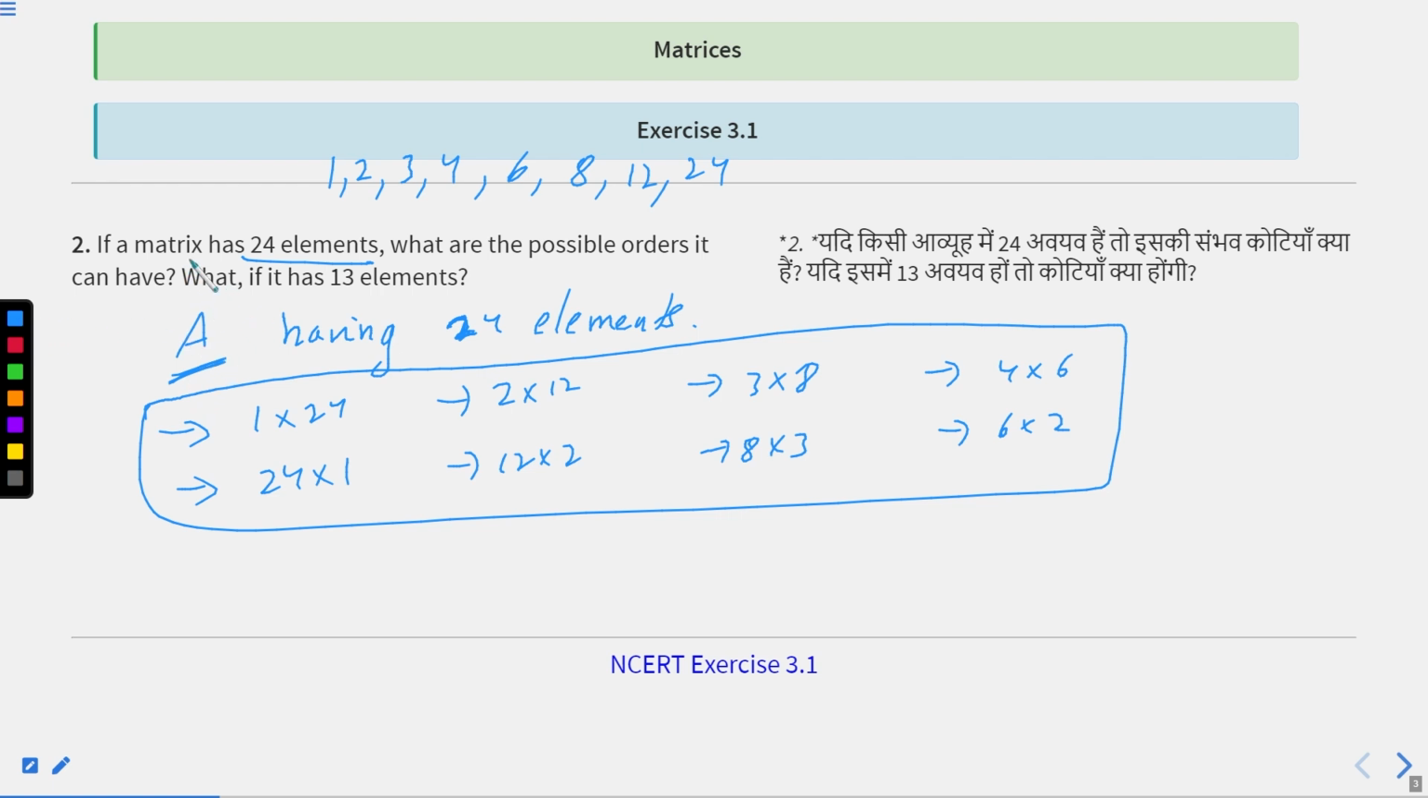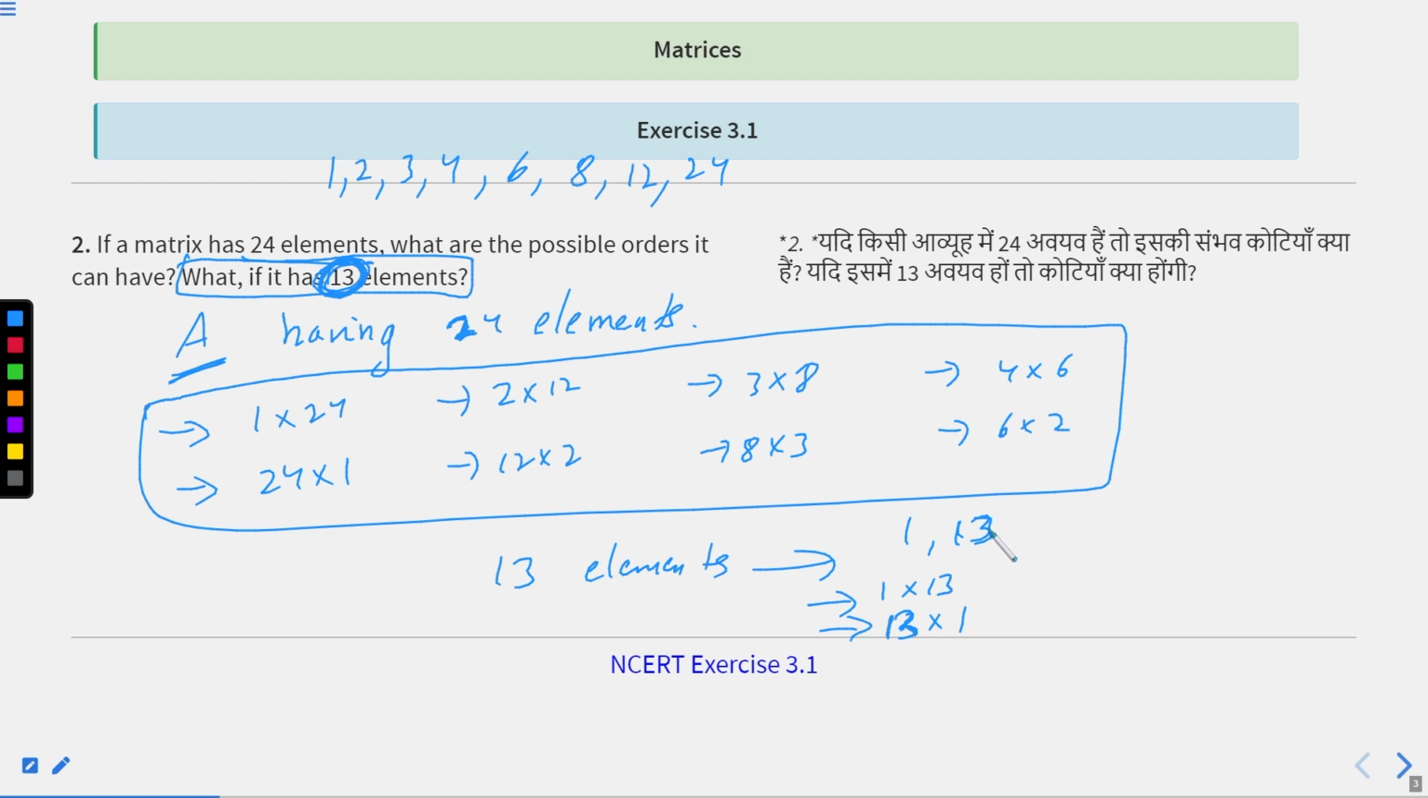Now the other part of this question is asking what if it has 13 elements? The approach is the same. First of all, find all the factors. So 1 and 13 are the only factors. So this means 1 cross 13 and 13 cross 1 will be the only 2 answers. This means the row matrix and the column matrix. I hope that it is clear to you.